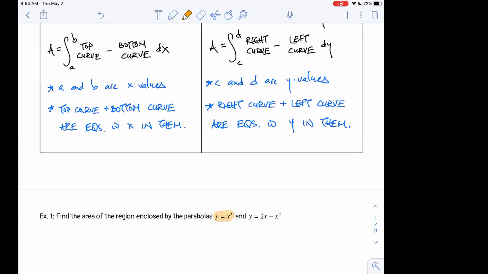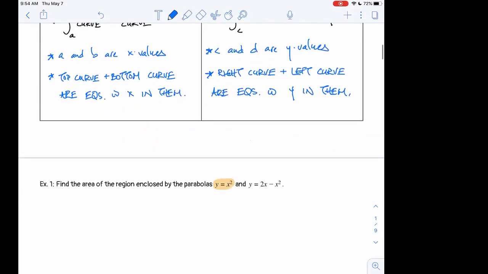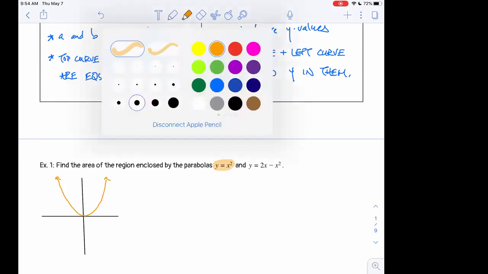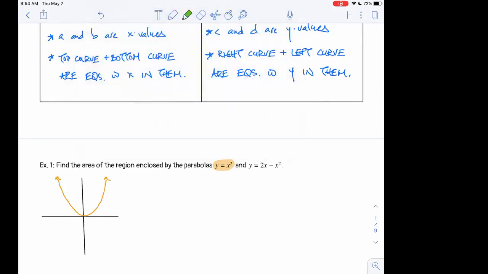So let's start with this one, y equals x squared. Pretty straightforward. What shape do we have when we have y equals x squared? Parabola. We have a parabola. Good. So I'm going to go ahead and just sketch a parabola. All right, so I've got my parabola, and let's go ahead and take a look at the second equation. So in our second equation, we have y equals 2x minus x squared. What shape is that?